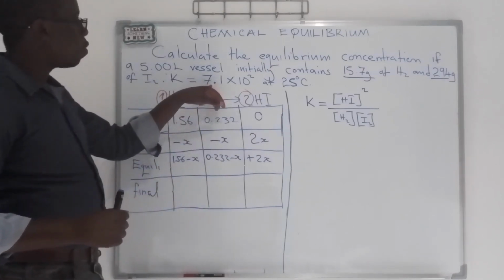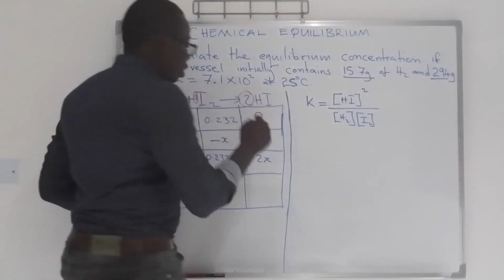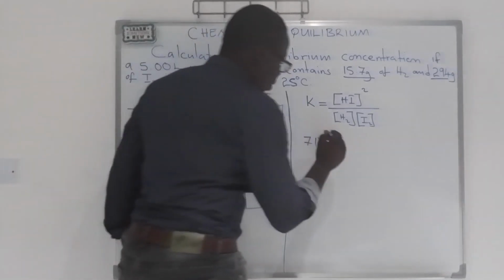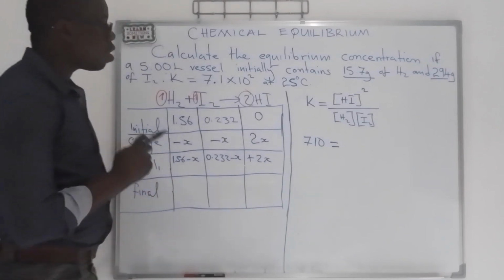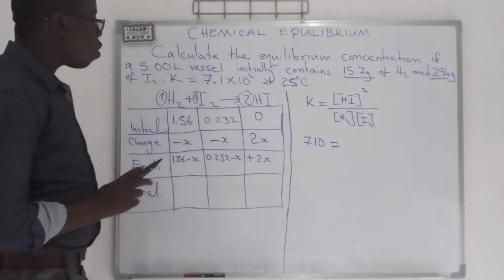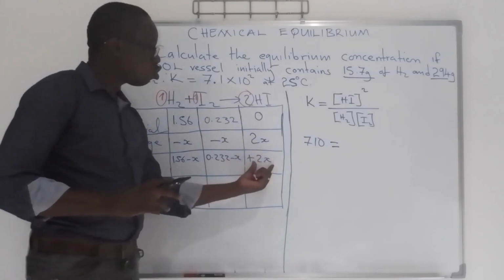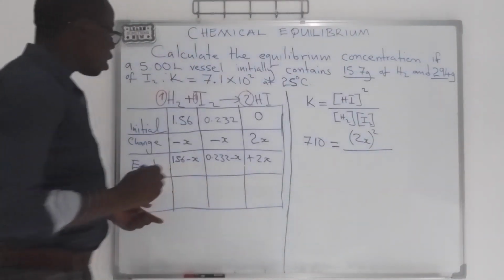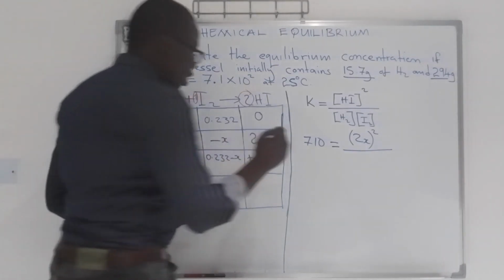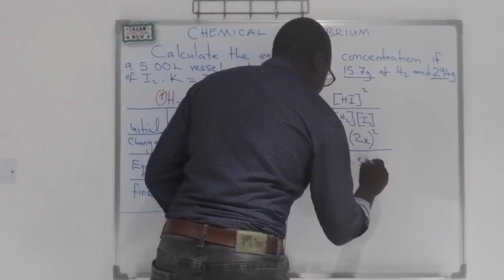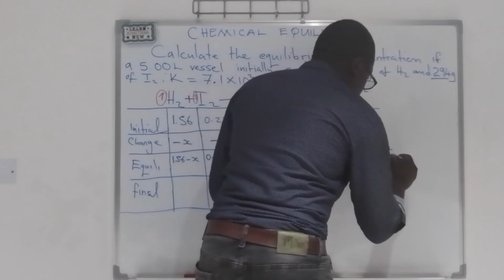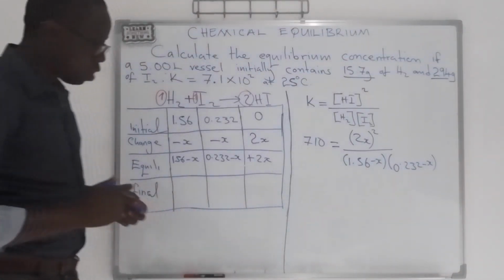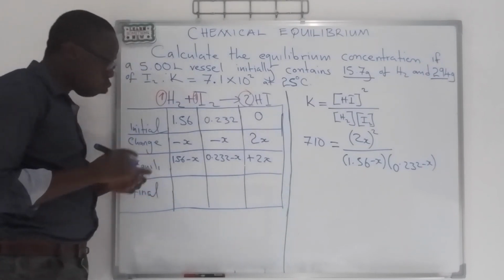Now, from the question, we have the value for K, which is 710. When you remove the scientific notation there, you'll find that this is 710. So 710 is equal to, what is the equilibrium concentration of the product? For the product, it is 2x. So we'll put our 2x there. This is to the power 2. Divide by the equilibrium concentration of the reactants: for hydrogen it is 1.56 minus x, then 0.232 minus x. So this is the equilibrium expression that we have there.